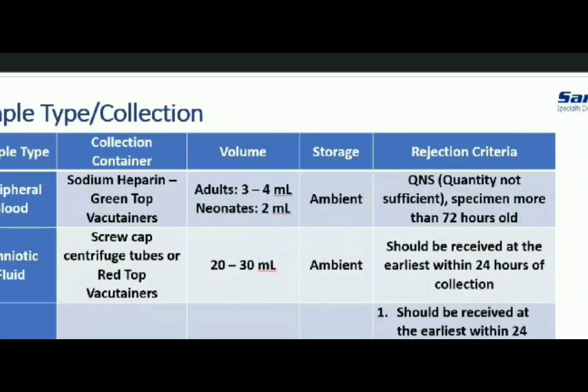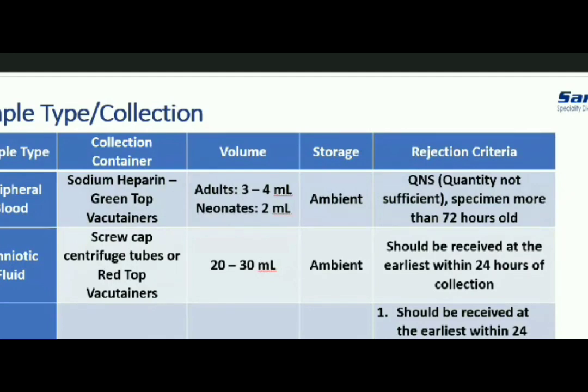See, this is again important. Sample collection and types: we perform only three types here in the cytogenetics department, peripheral blood samples, amniotic fluid, and POCs. For peripheral blood, use sodium heparin green top vacutainers. Adults need 3 to 4 ml, neonates 2 ml. Storage condition is ambient temperature. The rejection criteria: if the sample is not sufficient, we may reject it, and if it is beyond 72 hours old, we may reject the sample.